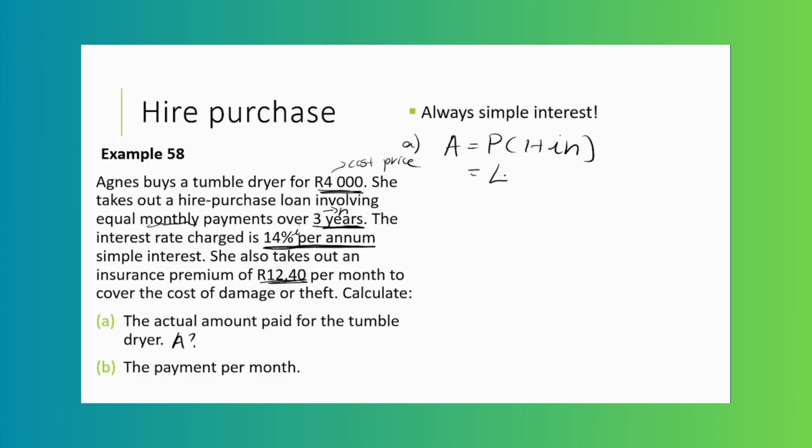Then we know originally it costs 4,000. 1 plus the interest rate, which is 14%, for 3 years. And you put it in your calculator. So you'll see I wrote there other ways you could have written an interest rate. And you'll see actually she paid 5,680 Rand for this tumble dryer, including the interest she had to pay.